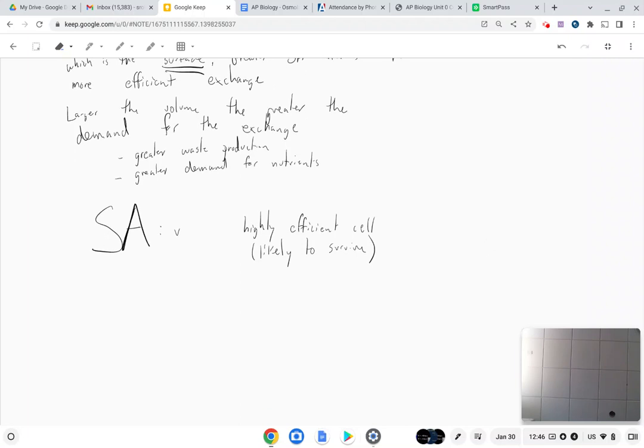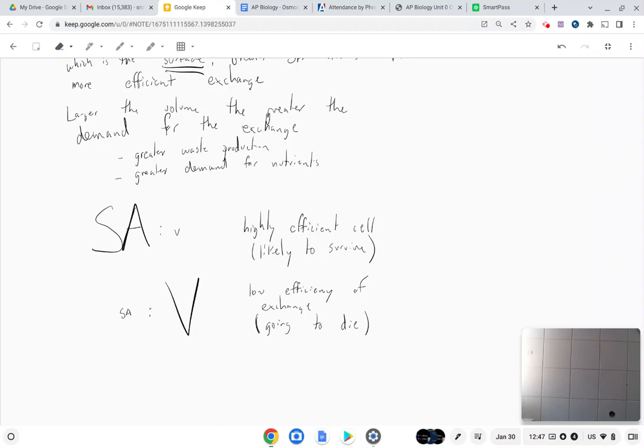But if you compare that to a cell like this that has a really big volume and a small surface area, low efficiency of exchange, it's going to die. It's not going to be able to survive. So immediately here we can see that there's a limit. There's definitely going to be a limit to these cells in their size.